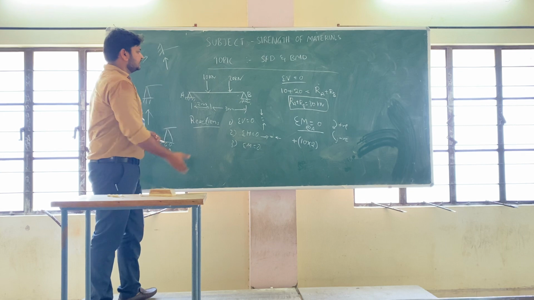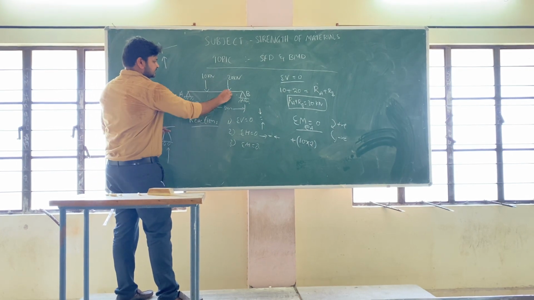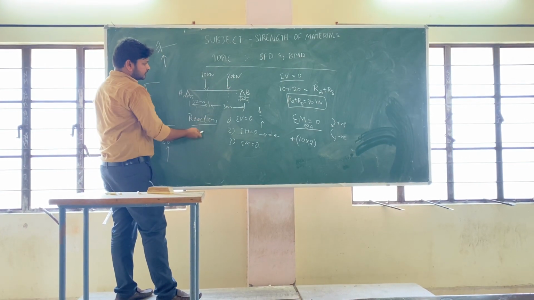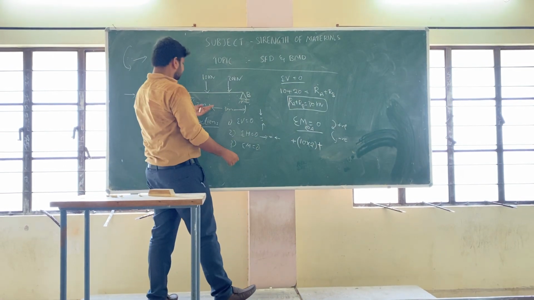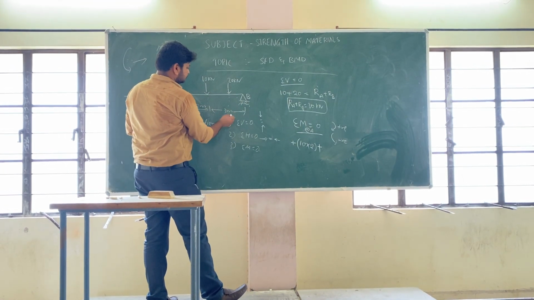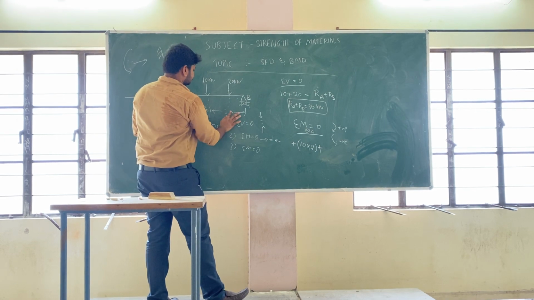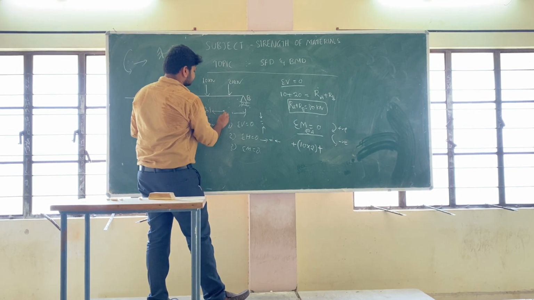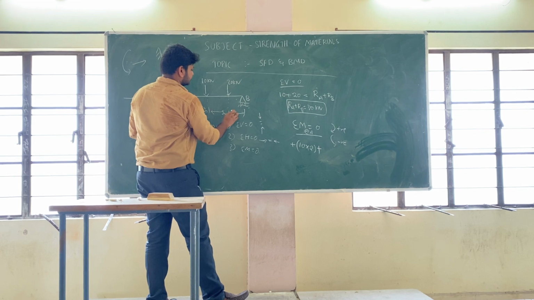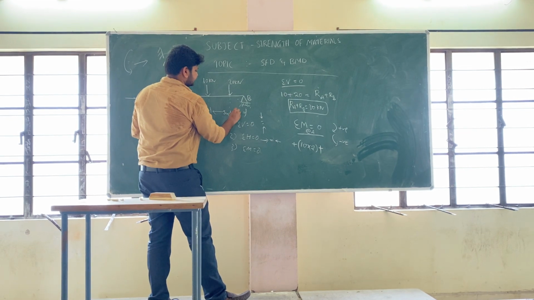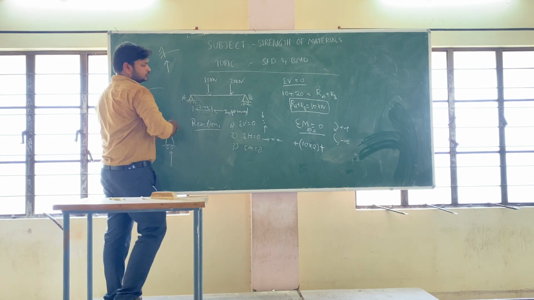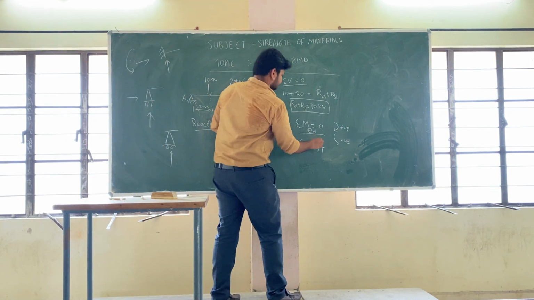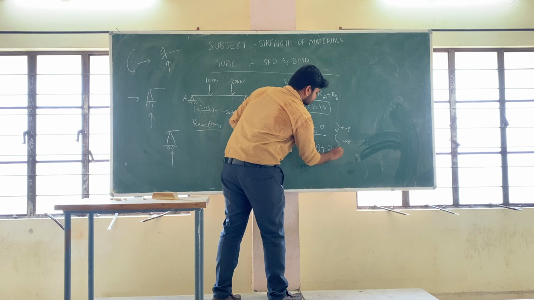Next force is 20 kilonewtons. This is also generating clockwise moment. So with respect to point A, that is positive 20 into the distance up to here. I have taken this as 2 meters, and take this as 1 meter. So totally from here to here, 2 plus 2, 4 meters. So that is 20 into 4.